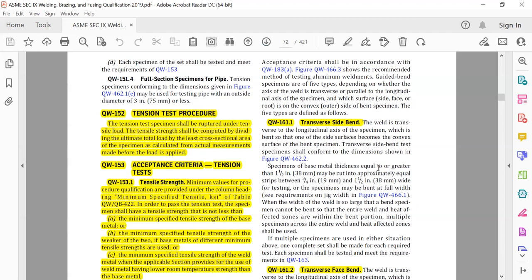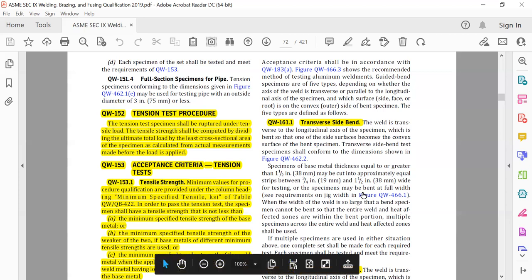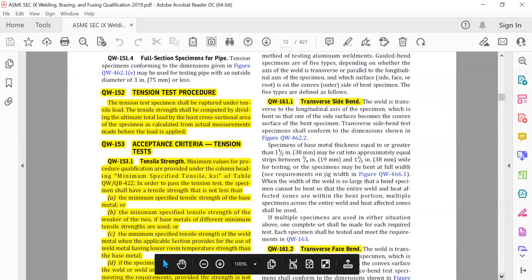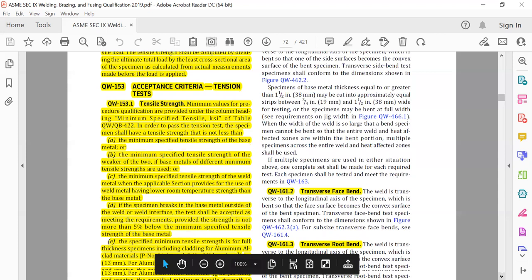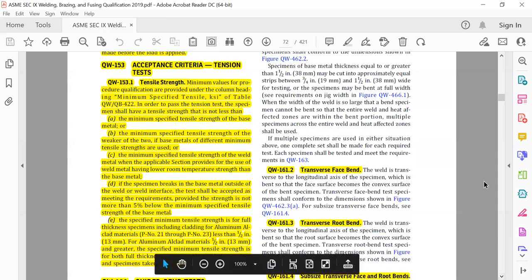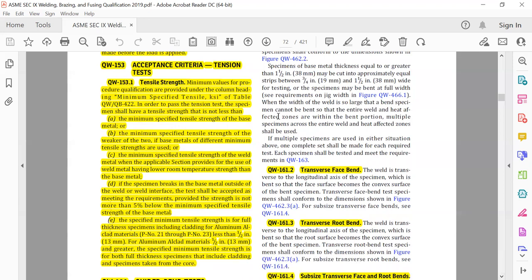Specimen of the base metal thickness equal to or greater than 1.5 inch, 38 millimeter, may be cut into approximately equal strips and do side bend test. Multiple specimens will be used, representing the full thickness.